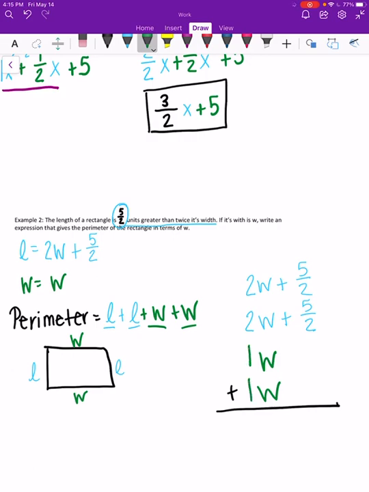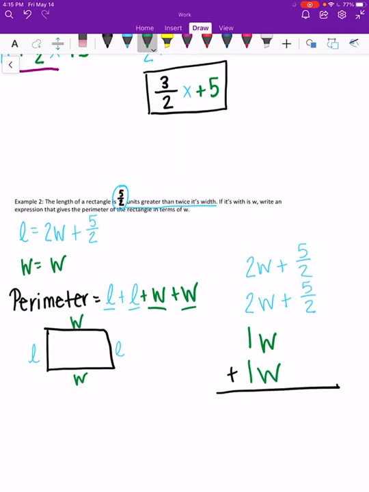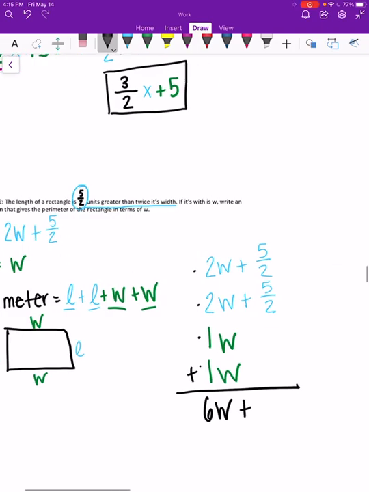And now we just need to add them all together. So let's add our numbers first. 2 plus 2 plus 1 plus 1 is 6W. Plus, well, 5 halves plus 5 halves, I can write it this way. 5 halves plus 5 halves. Keep the 2 on the bottom. 5 plus 5 is 10. And we can simplify that. 10 divided by 2 is 5.